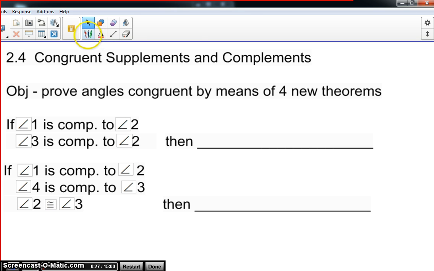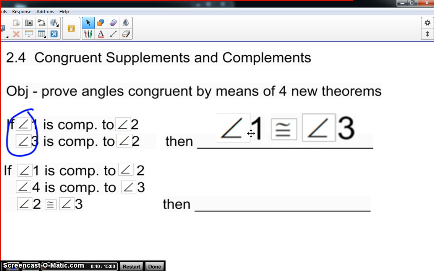If we have two angles that are complementary to the same angle, so we have 1 and 3 that are both complementary to 2, we know that 1 and 3 must have a relationship because they're complementary to the same angle. Therefore, we can say that those two angles are congruent.